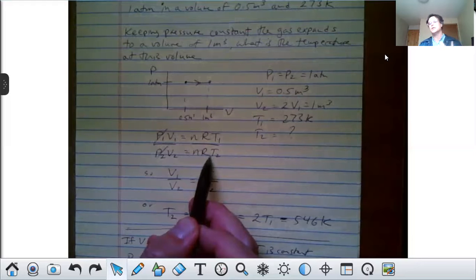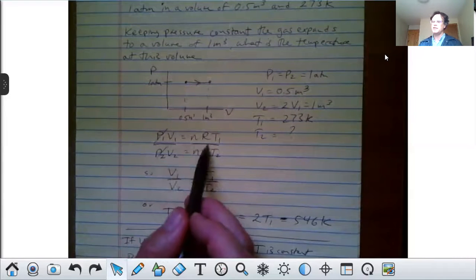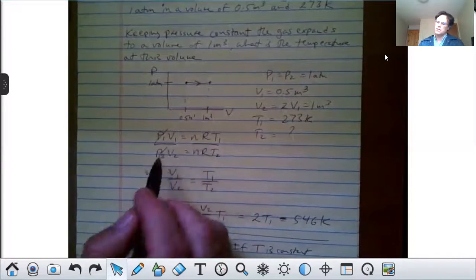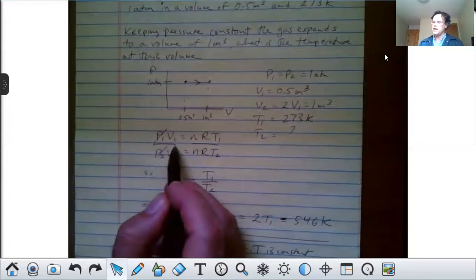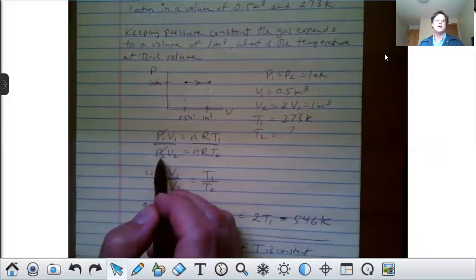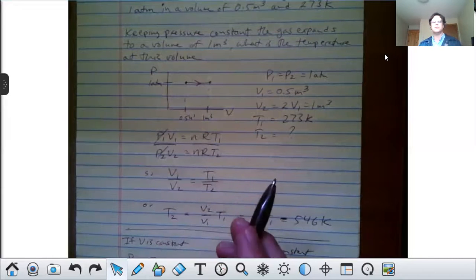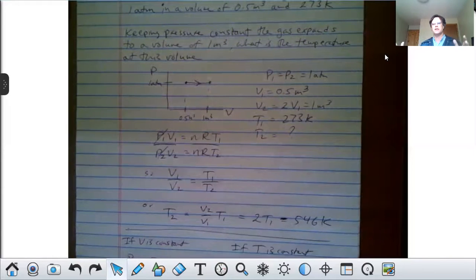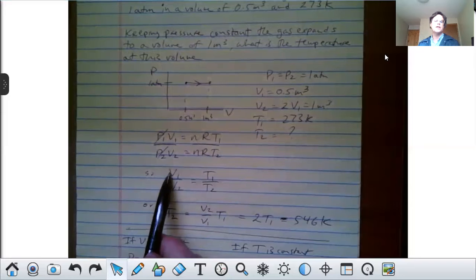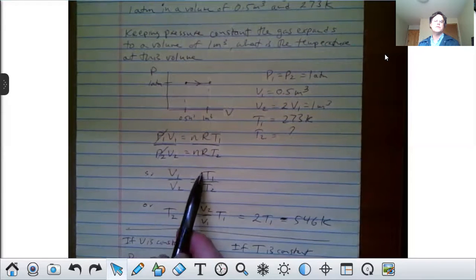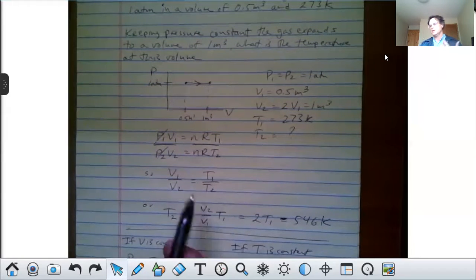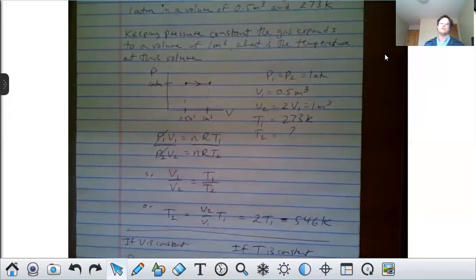So what I could do to relate the two states is divide these two equations. And since P1 equals P2, when I divide, the pressure actually cancels out. So does the n and the R, right? They do not change in this case. The number of moles we're keeping the same. We're not letting any out of the container. So canceling everything out, I get V1 over V2 equals T1 over T2. And this is a general relationship for volume and temperature when you have an isobaric or constant pressure process.